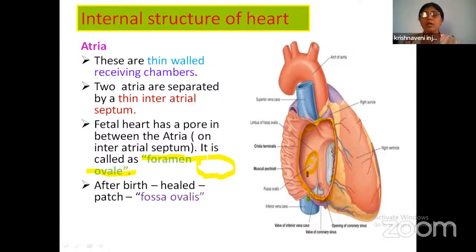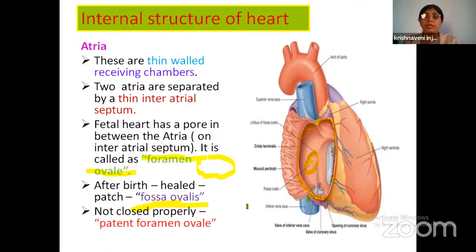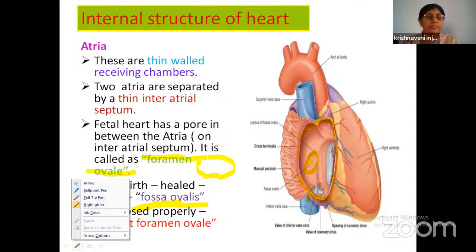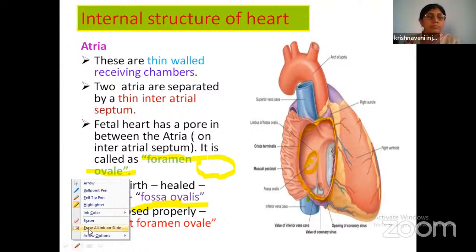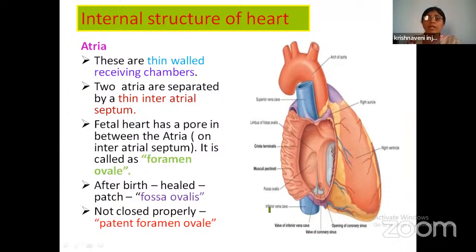See, this is there. Now you are not able to find the pore. It is healed, but a patch is there. This patch-like structure is called the fossa ovalis. This is the fossa ovalis. If this is not closed properly, shall I erase all of them? Just now I will take the highlighter again. Now you are able to watch the patch-like structure here. This patch is the fossa ovalis.